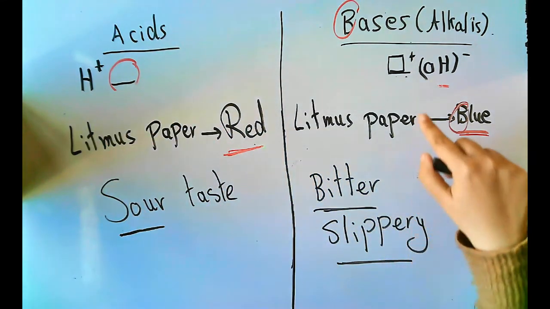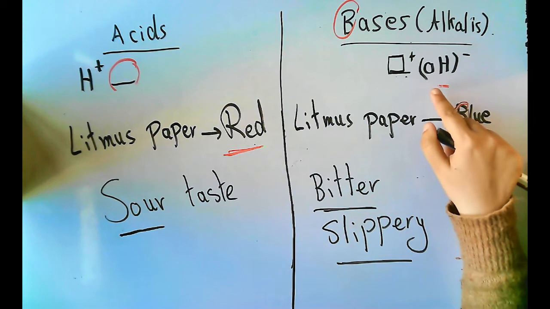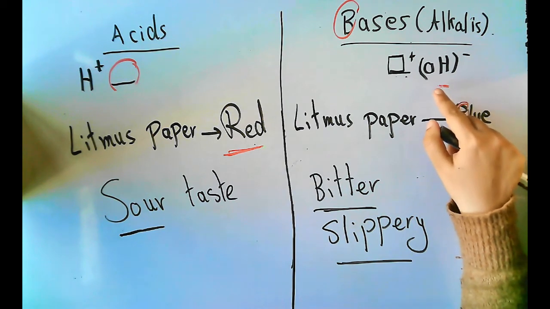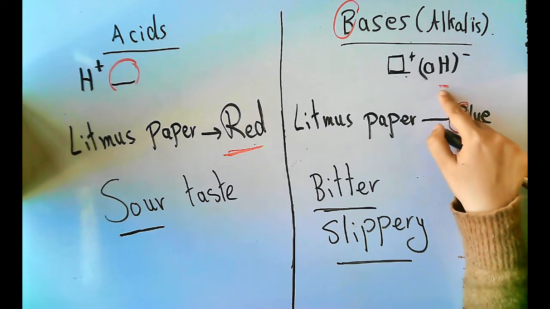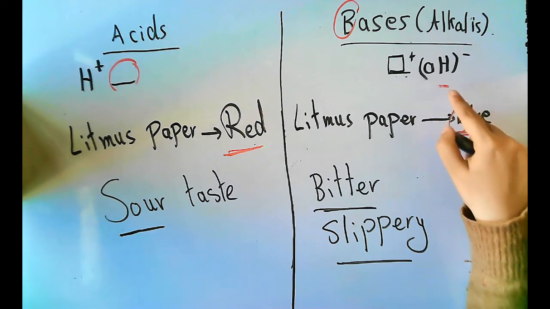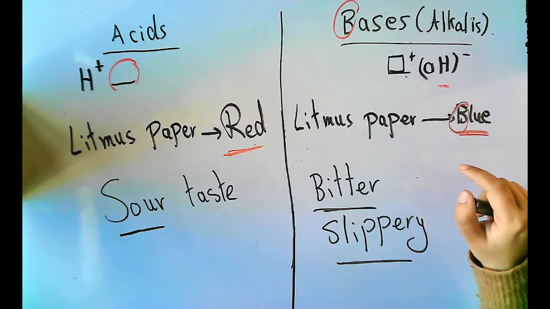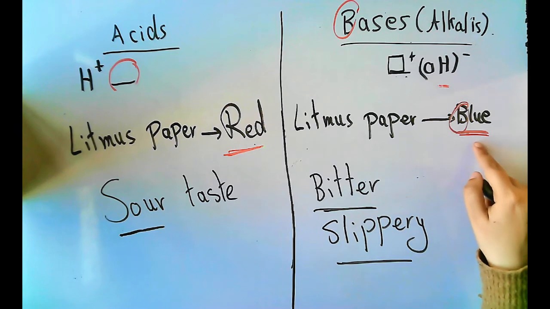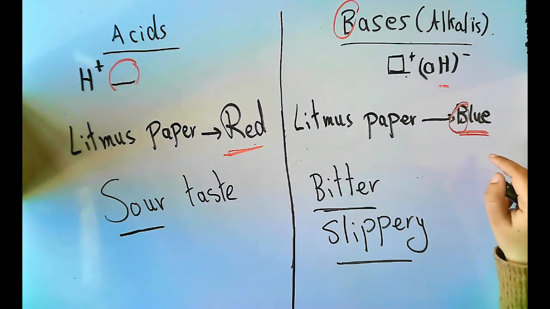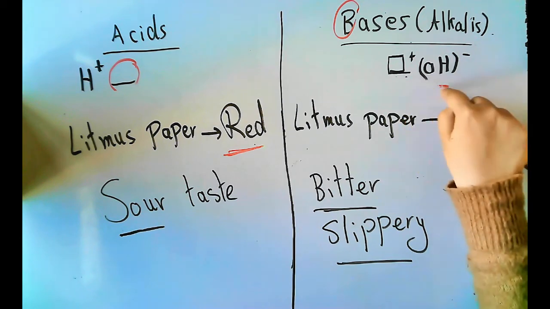But bases have negative hydroxide ions. The chemical formula of all bases or alkalis ends with the negative hydroxide group, like sodium hydroxide, potassium hydroxide, calcium hydroxide. Properties of alkalis: they have a bitter taste and they feel slippery. They change the color of litmus paper from red into blue. Why? Give reason. Due to the presence of negative hydroxide ions.